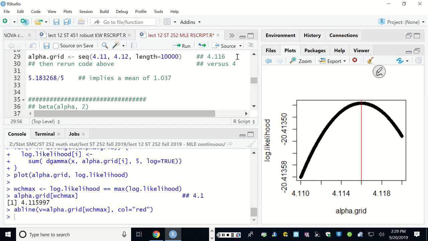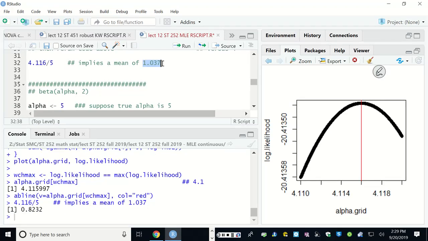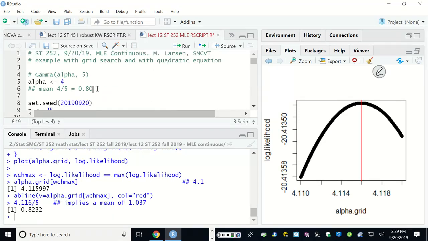Actually, we're doing it with a closed form solution. You carry along as many decimal places as the computer can handle, but this is pretty good. The value we used for generation was 4, so we're pretty close. We're not going to get exactly 4 because our sample is random. It implies that the mean, 4.116 over 5, is 0.82, whereas the mean from the process that generated the data was 4 over 5. But we get pretty close to the mean implied by that.